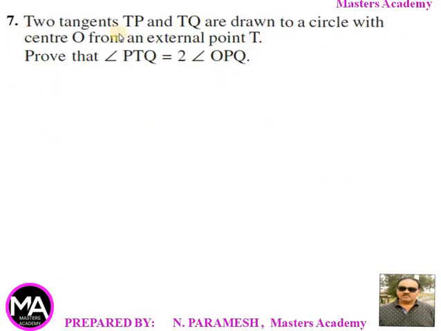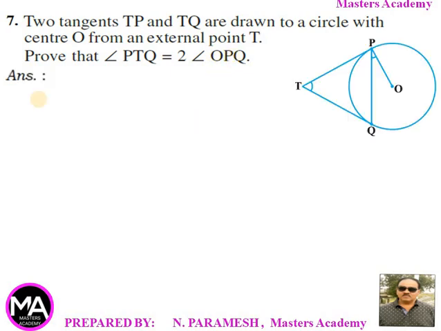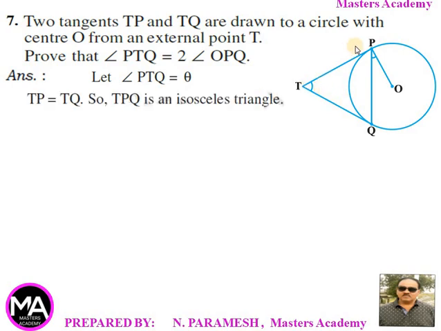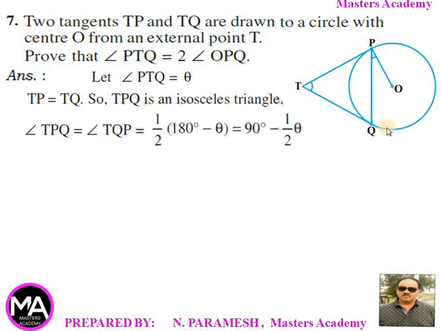Seventh question, two tangents TP and TQ are drawn to a circle with center O from an external point T. Prove that angle PTQ is equal to 2 of angle OPQ. Answer. Let angle PTQ is equal to theta. TP is equal to TQ. Therefore, triangle TPQ is an isosceles triangle. Angle TPQ is equal to angle TQP is equal to 1 by 2 into (180 degree minus theta). 180 degree by 2 is 90 degree minus 1 by 2 into theta.